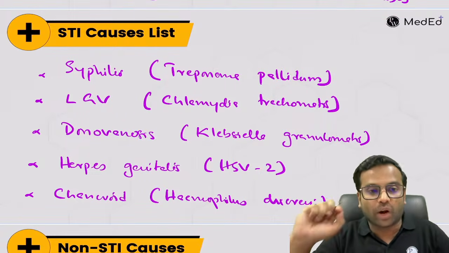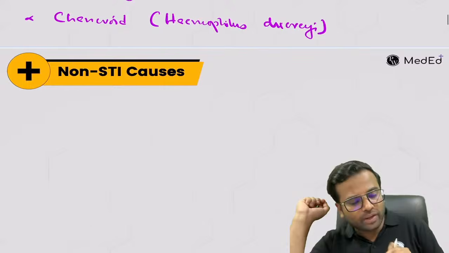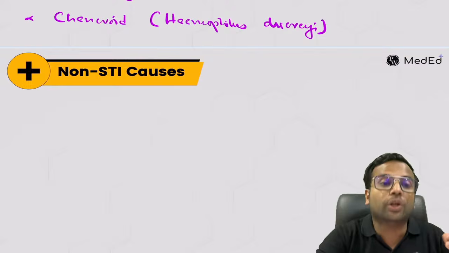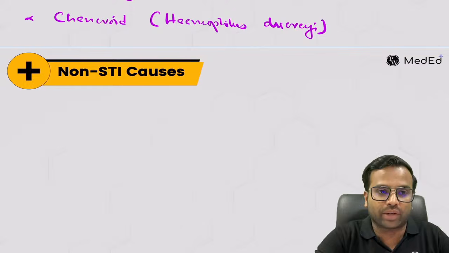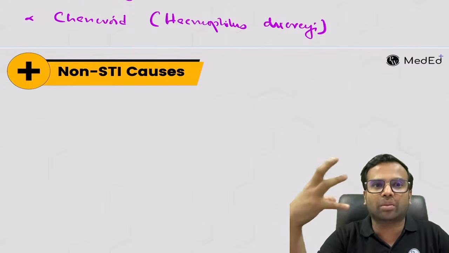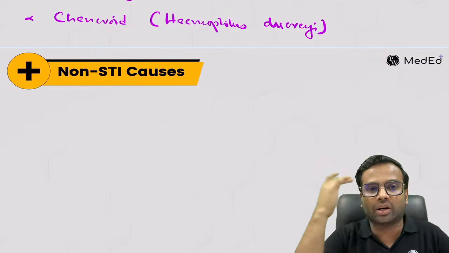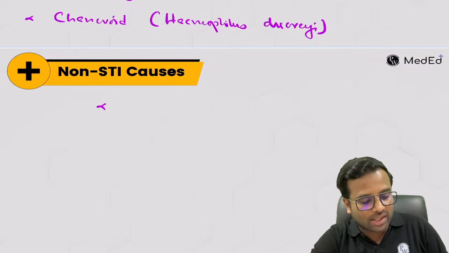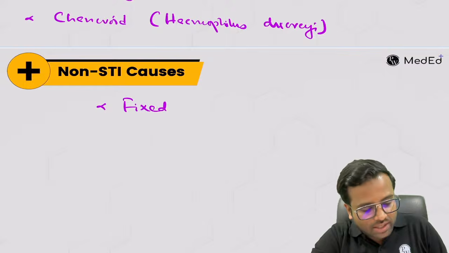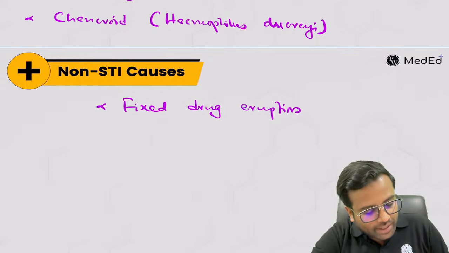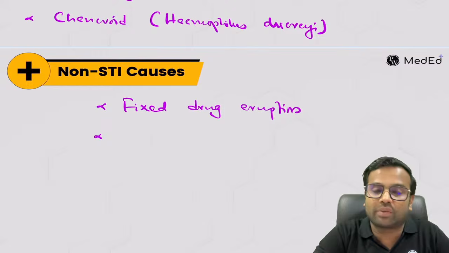Now comes one more thing: when we enumerate the causes, you can also mention the non-sexually transmitted infections which can be a cause. Now this can be something like a bonus because everybody will remember sexually transmitted infections. What are the non-STI causes? One may be fixed drug eruption. It can be due to a fixed drug eruption, which is considered to be a drug eruption, right?